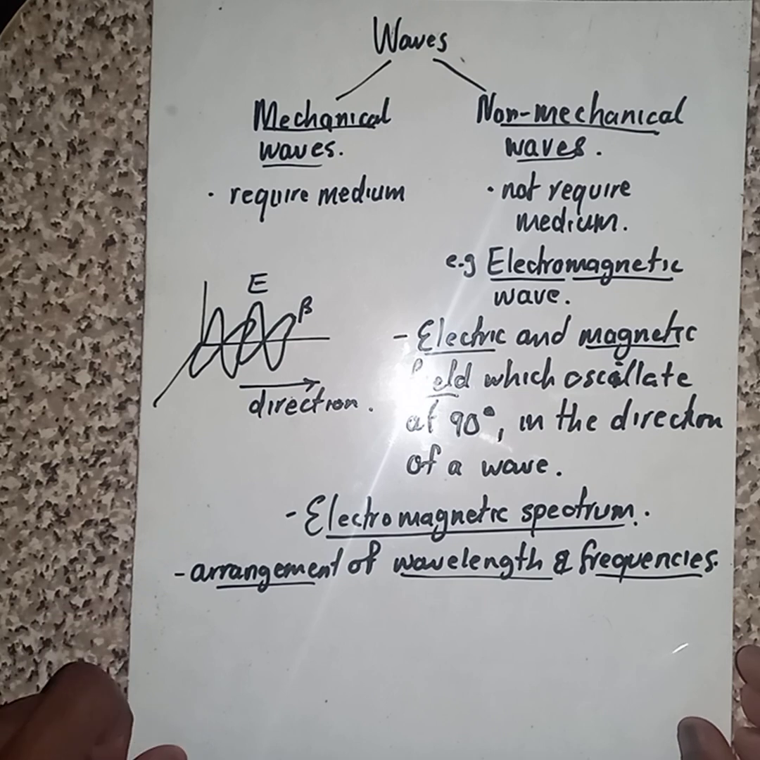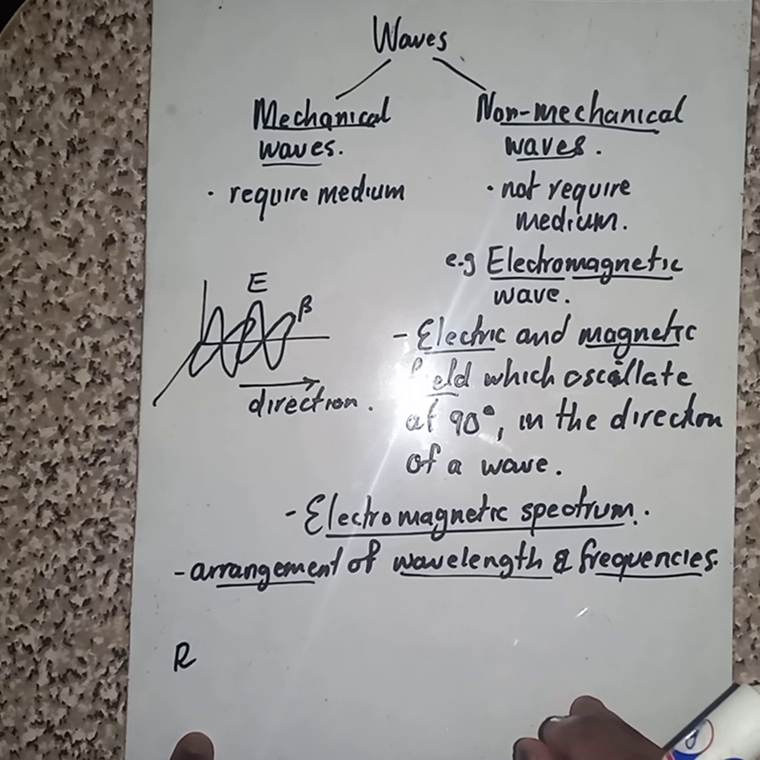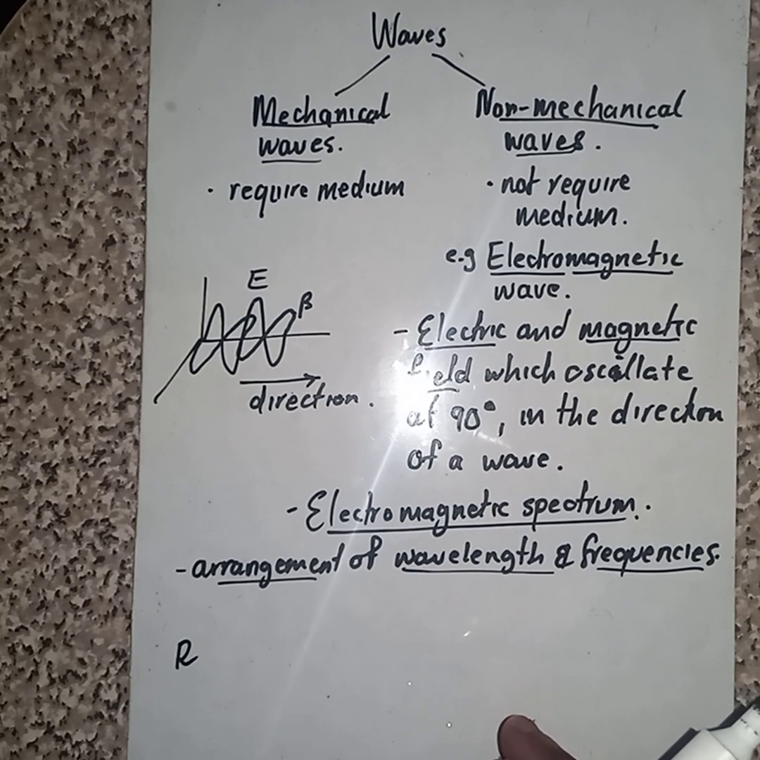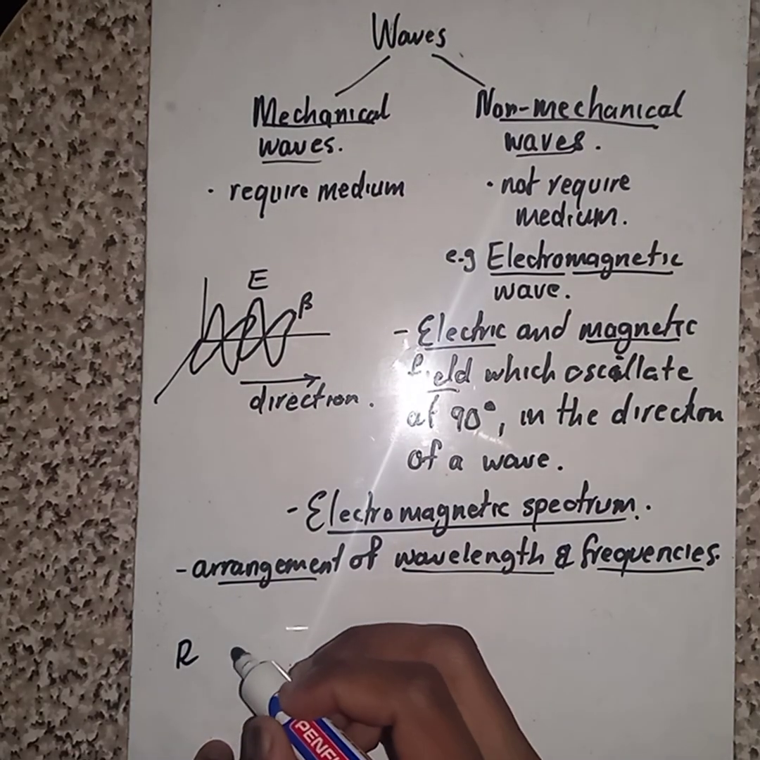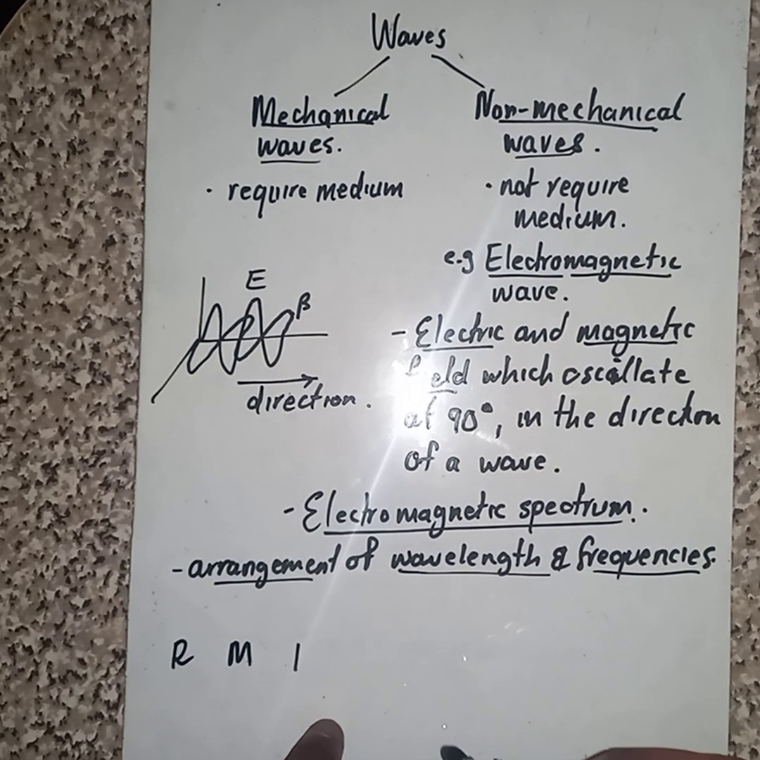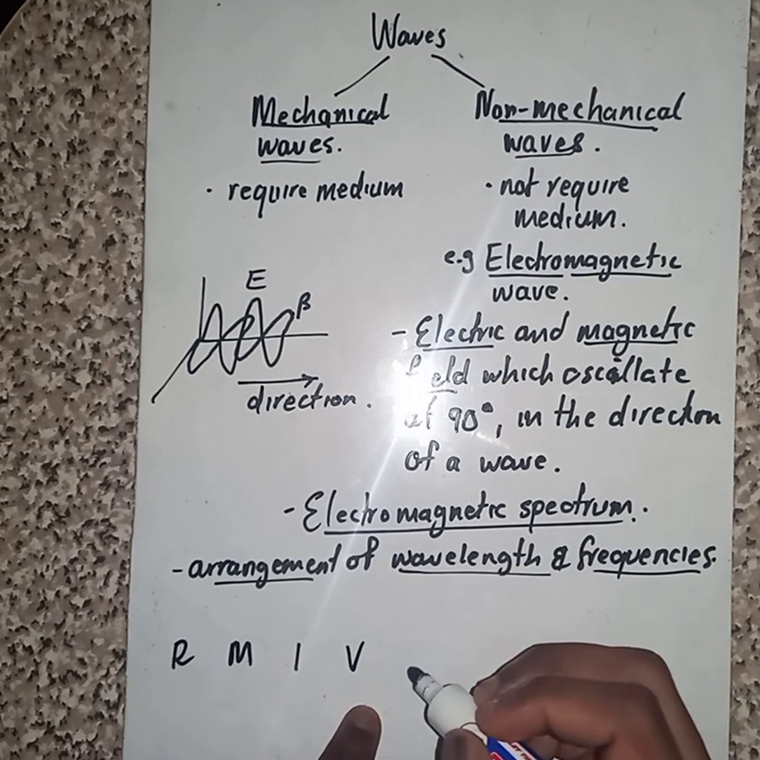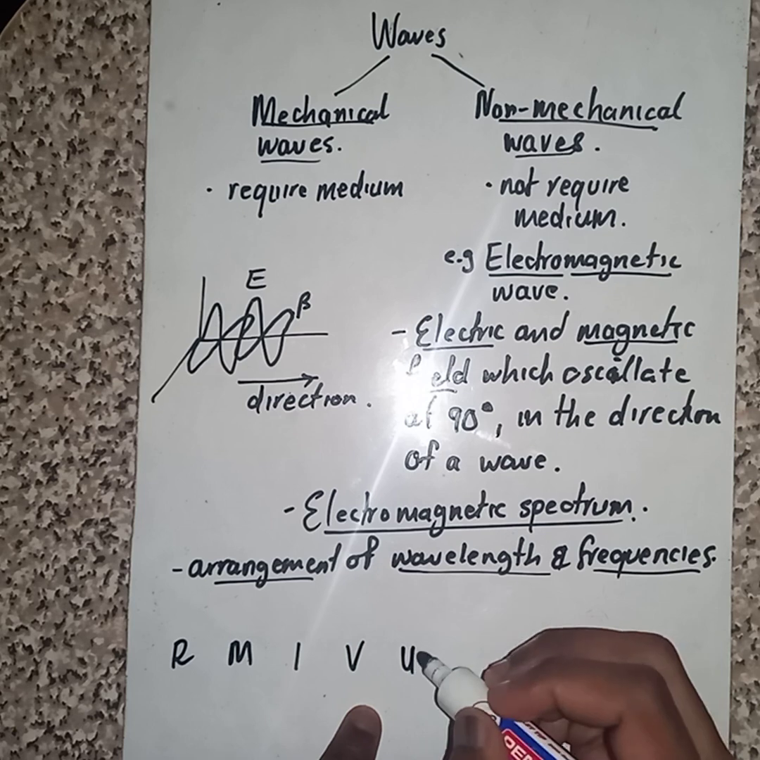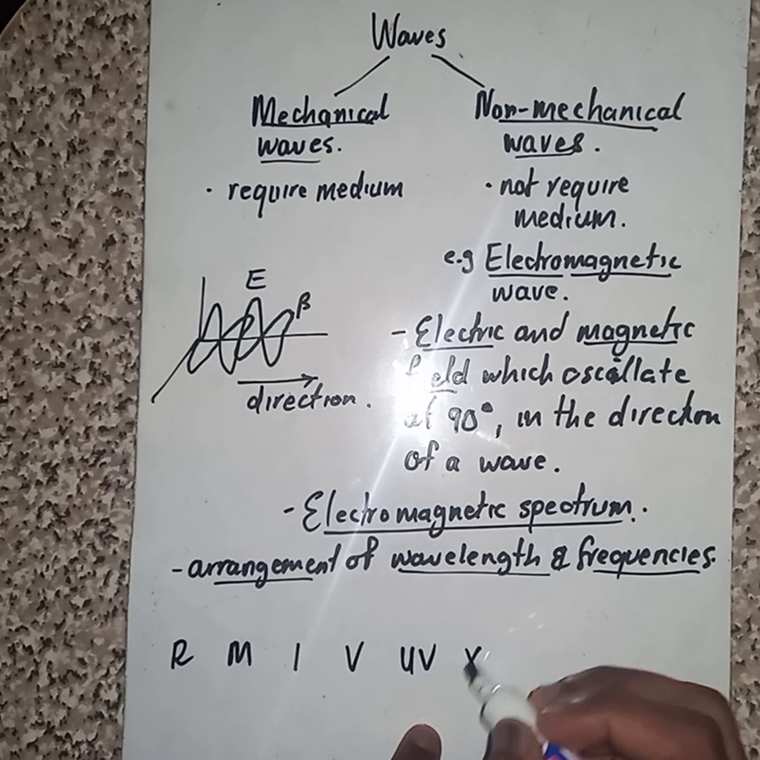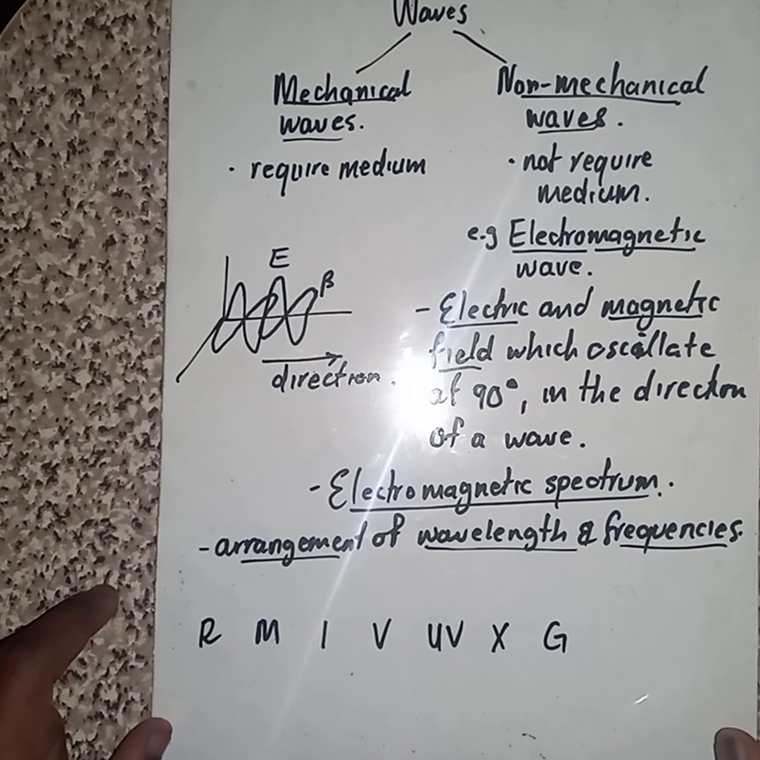The first one is going to be what? A radio wave. I'll just write the letters because I don't have enough space. We have a radio wave. We also have microwave, infrared rays. We also have visible light. Next to visible light, we have ultraviolet radiation. Next to it, we have X-rays and gamma rays.